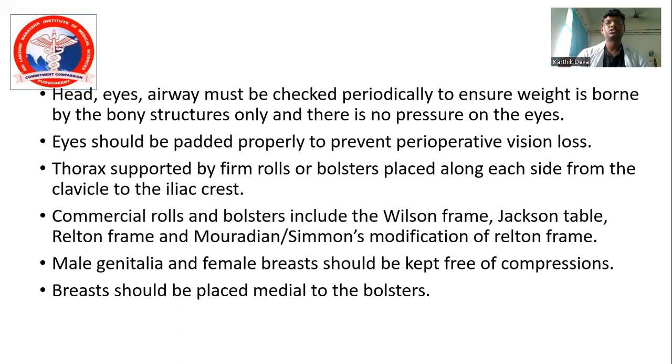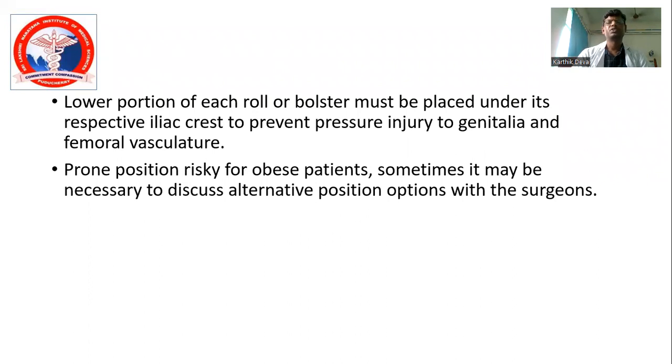Commercial rolls and bolsters include the Wilson frame, Jackson table, and Hilton frame. The lower portion of each roll and bolster must be placed under its respective iliac crest to prevent pressure injury to the genitalia and femoral vasculature. The prone position is tricky for obese patients. Sometimes it may be necessary to discuss alternative position options with the surgeon.